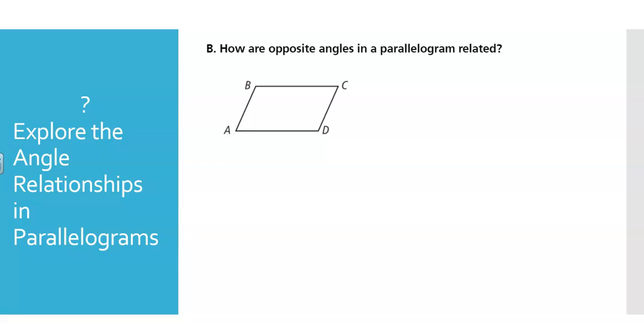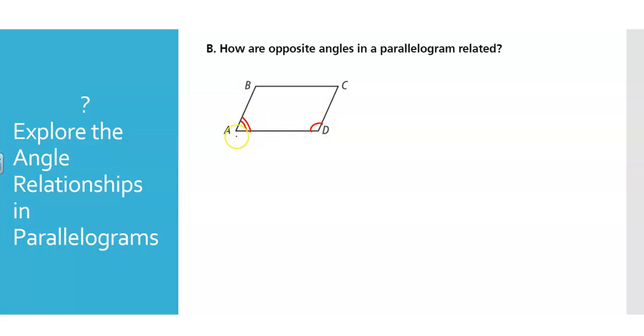Now, what about the opposite angles in the parallelogram? There's a couple of different ways to figure this out. You could prove the triangles are congruent, and then the corresponding parts would be congruent. You could do that.